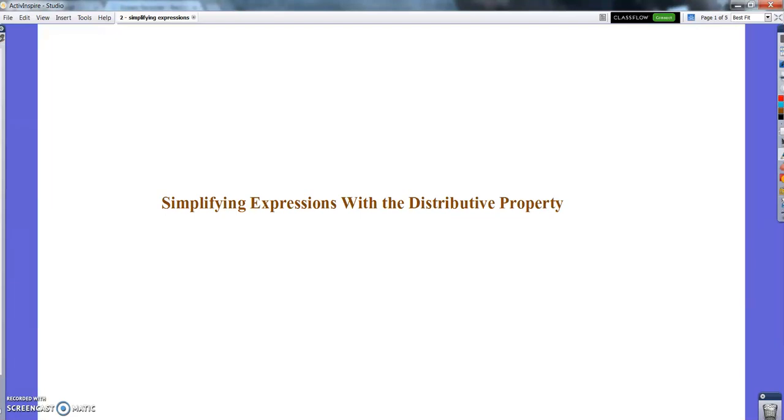Hey there, Advanced Math. Going to continue simplifying expressions today. Today we're going to do so with the distributive property. We worked with the commutative property yesterday, and we'll add a new property today. So go ahead and find that next free page in your math notebook. Make this the title of that page.